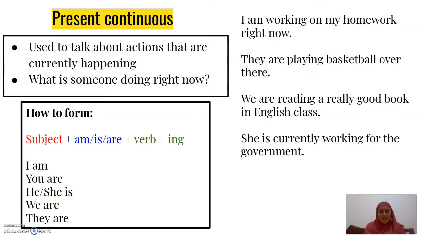You get your subject, you add am, is, or are, and then you add the verb, and then at the end of the verb, you tack on ing. So look at these examples. I am working on my homework right now. They are playing basketball over there.